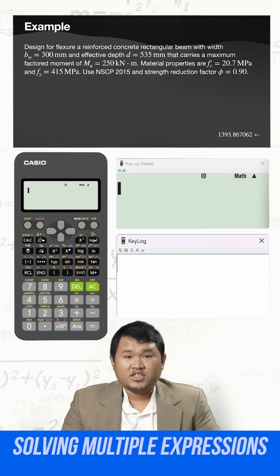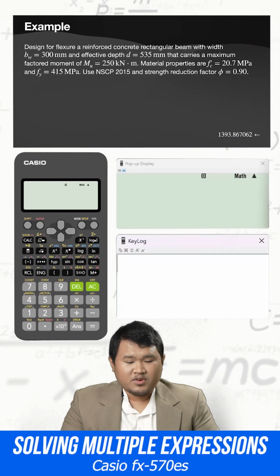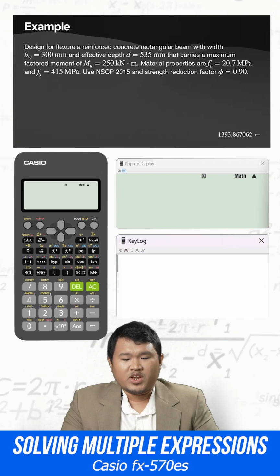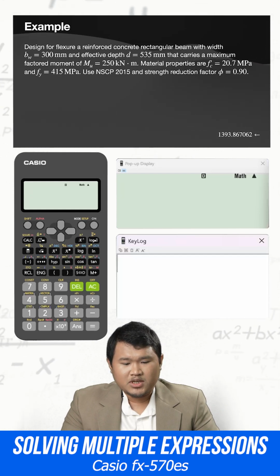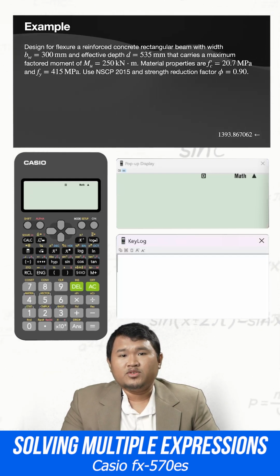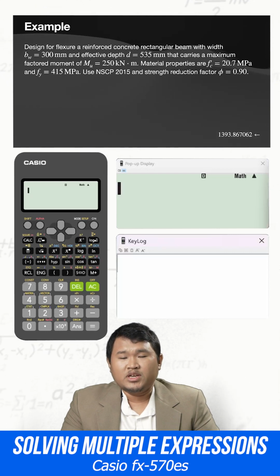Simplifying multiple expressions using Casio FX-570ES or 991ES Plus 2nd edition. In this example, we will design a reinforced concrete rectangular beam for flexure. So the beam has a width of 300 millimeters and an effective depth of 535 millimeters, and it carries a maximum factored moment of 250 kilonewton meters.